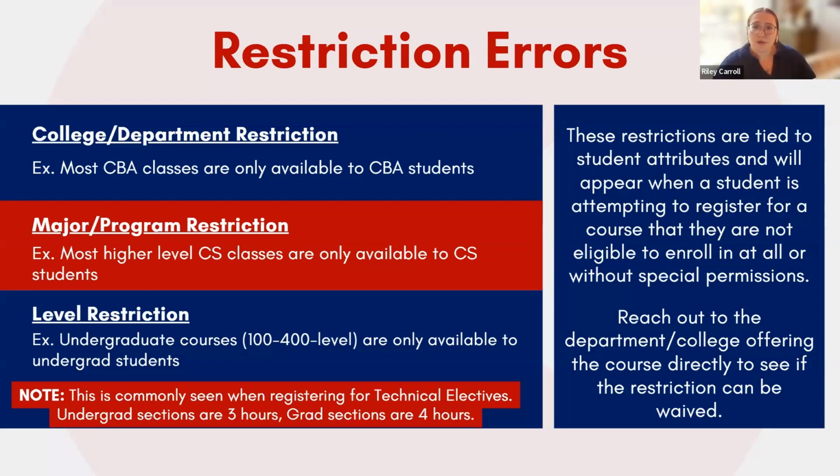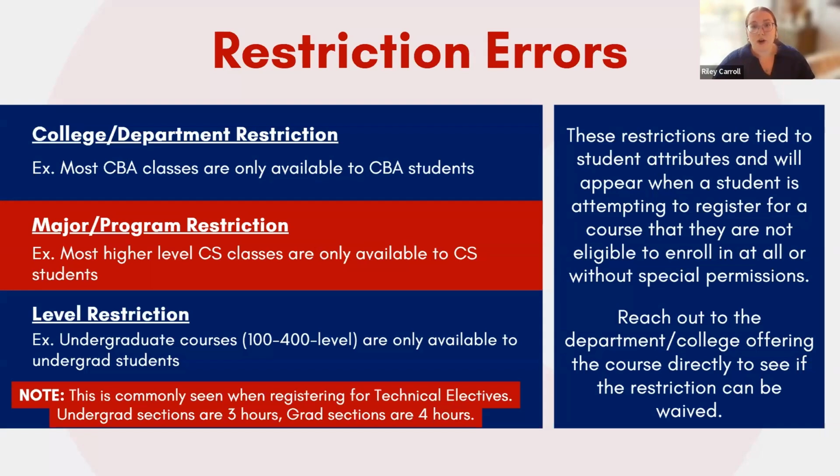The second restriction error code you may see is a major or program restriction. This means that the course is restricted to only those students in the major or degree program that's tied to the course. For example, many higher level CS courses like CS 342 are restricted to only those students with majors under the CS umbrella, such as computer science, data science, and computer science plus design. So that would be an example of a major program restriction. Non-CS students are unable to register for that class.